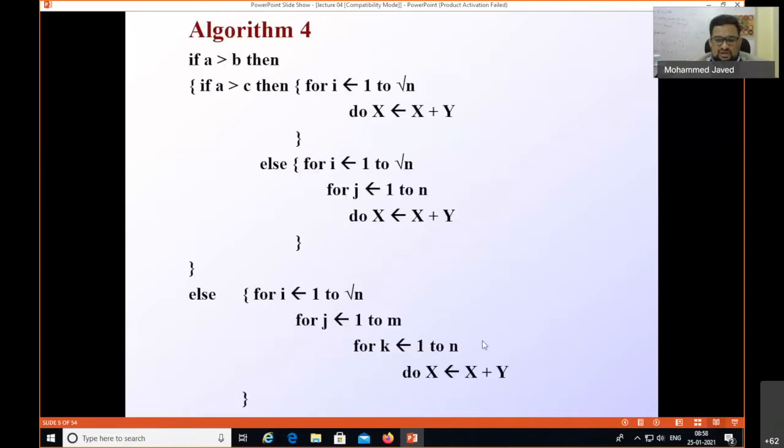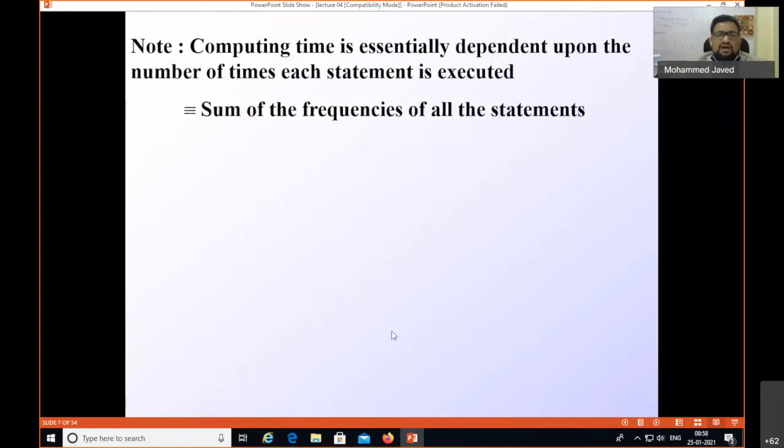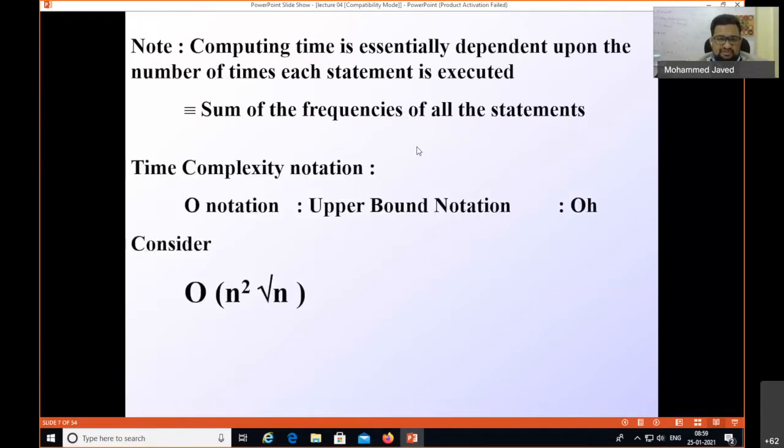So the complexity is just m into n into root n, right? This is the worst case time complexity for this algorithm. Now computing time is essentially dependent upon the number of times each statement is executed, right? So I think till now you might have observed that the frequency of operation is very fundamental in deciding the time complexity of the algorithm, and the sum of the frequencies of all the statements.